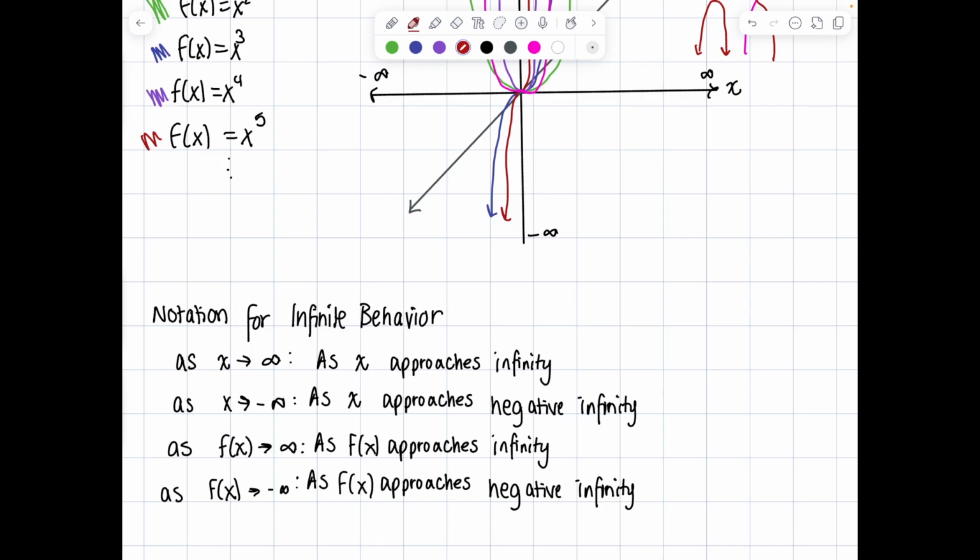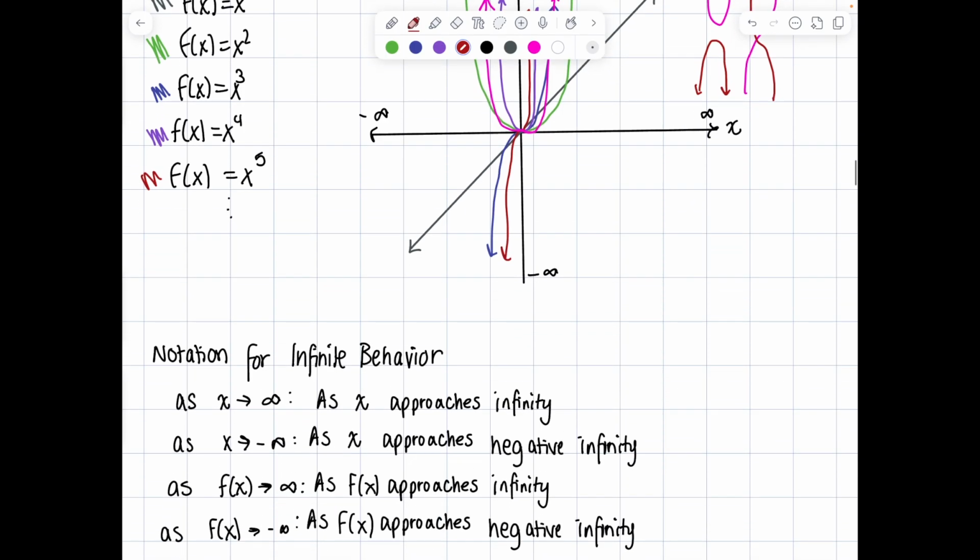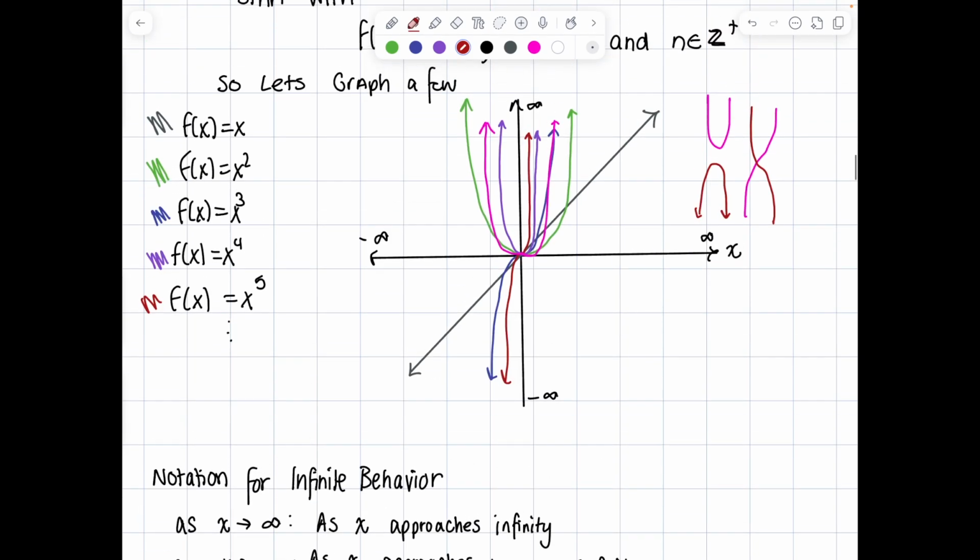So here's some notation, what we call infinite behavior. As x approaches positive infinity, that's going to be as the x values in your graph approach this way. So here's the positive infinity of your x. As you plug in all of these x values here, what are the y values doing? Are they going up or are they going down? It's essentially what you're worried about.